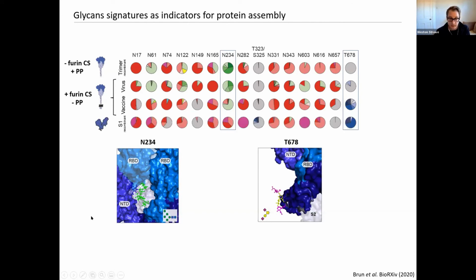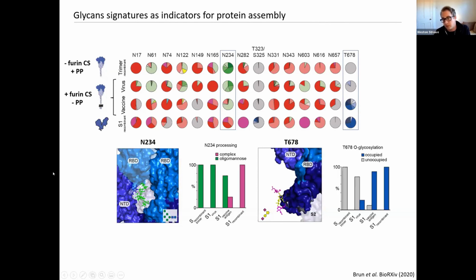So to test this hypothesis, we looked at the S1 subunit expressed on its own. And sure enough, the N234 site becomes completely complex. So you can see bi-, tri-, and tetra-antennary glycans. And the O-glycan at 678 becomes completely occupied, and the degree of complexity increases. So we see a complete reversal in both the N-glycan processing at 234 and O-glycan occupancy at 678.